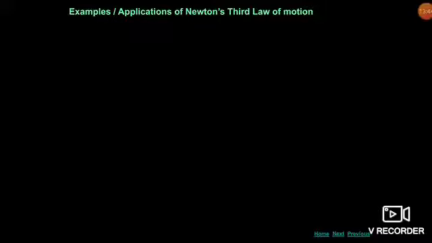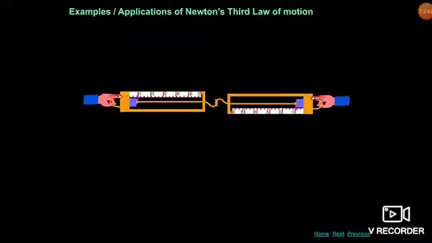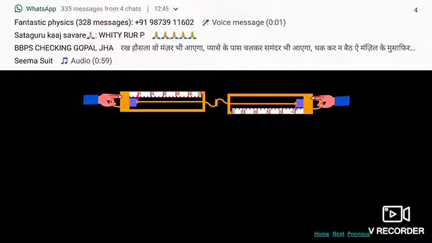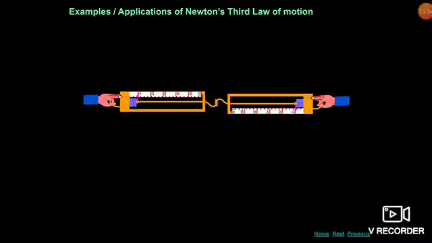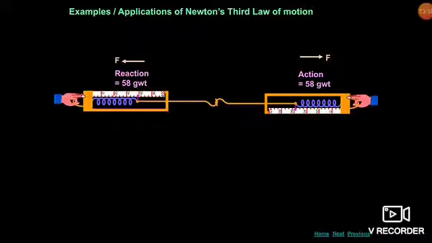Now we talk about examples or applications of Newton's third law of motion. You can see there are two springs and we are just going to pull them like this. The force acting on the left hand side is equal to 58 gram weight and the same amount of force is acting on the right hand spring balance, but the directions are opposite to each other.